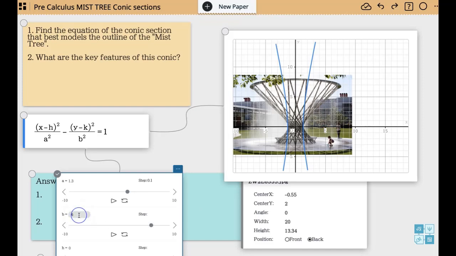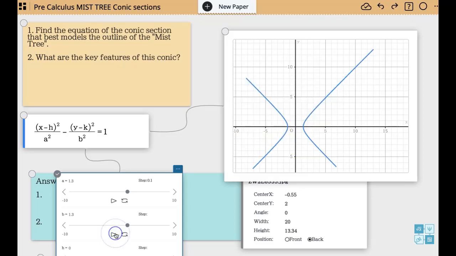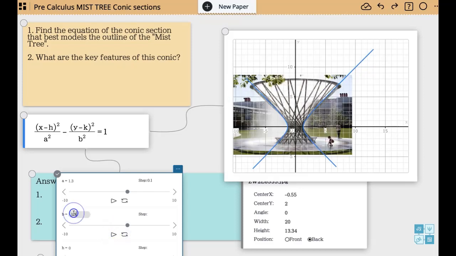Again, I'm going to manipulate B. I'll change that to a 1. I'm using my keyboard currently. You could also use the slider, or you could use the keyboard. So I'll just press play on the slider, let it move, and it looked like 1.2 was a good spot. So there's my 1.2. It looks like it's fitting very well.